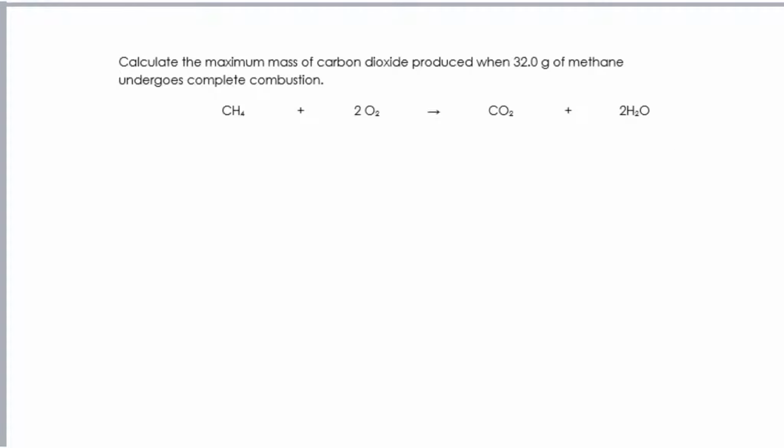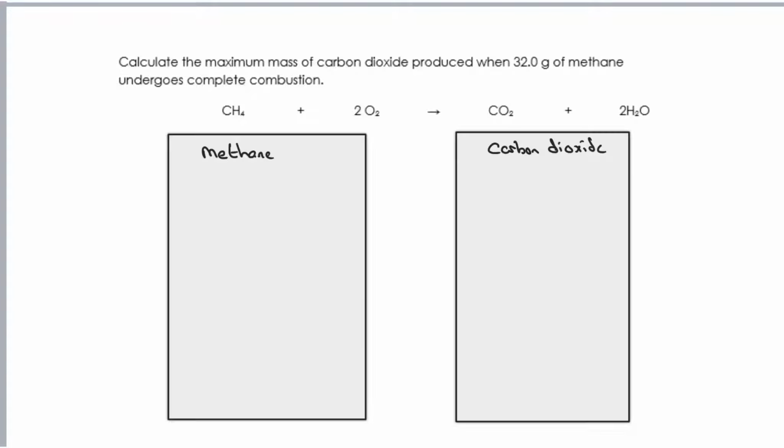So a typical question: calculate the maximum mass of carbon dioxide produced when 32.0 grams of methane undergoes complete combustion. Now I say the maximum mass because there's all sorts of reasons why a chemical reaction might not give 100% yield. Now, the first thing to do is to scaffold our answer. So let's do this now.